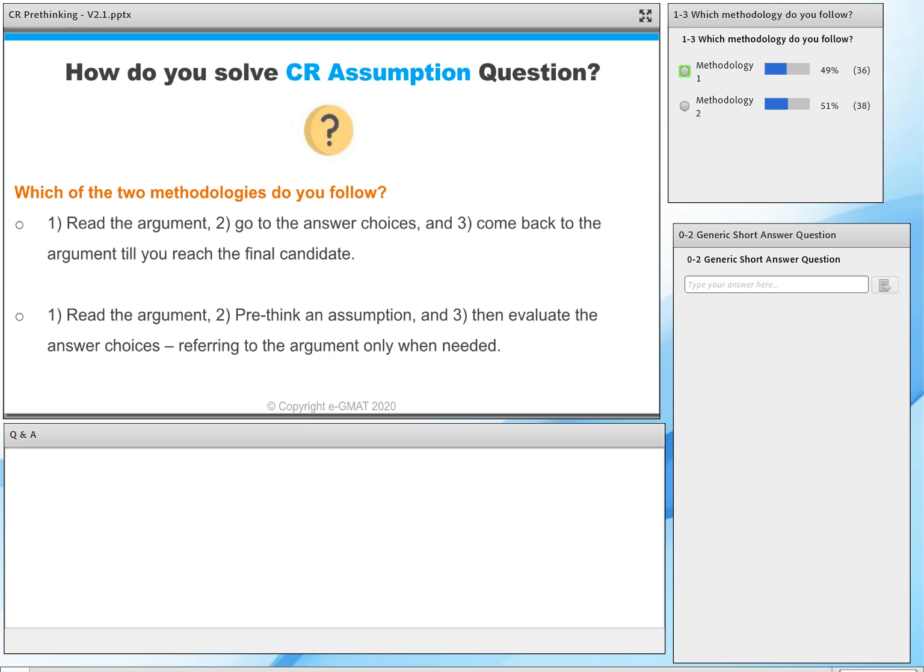For those of you who use methodology 2, I want to make sure that you get better at pre-thinking, that you know how to reduce time to pre-think, and how to improve your precision while pre-thinking. What does it take to do that?